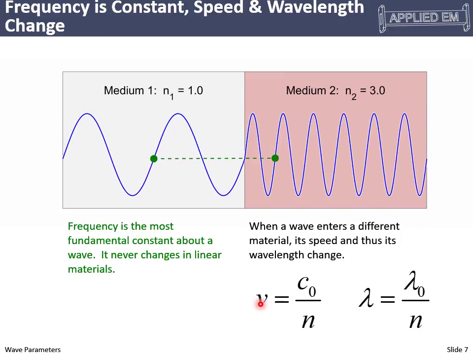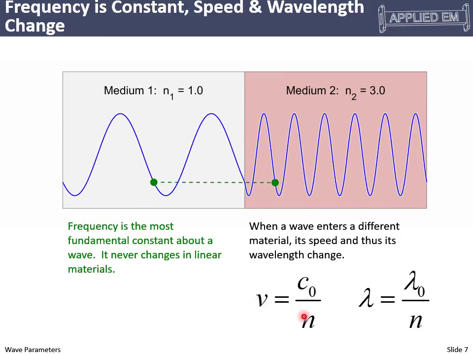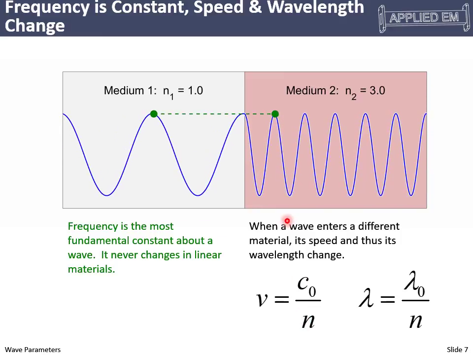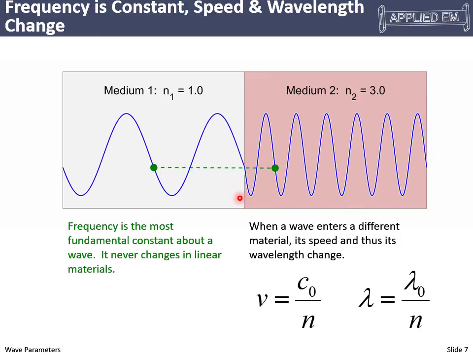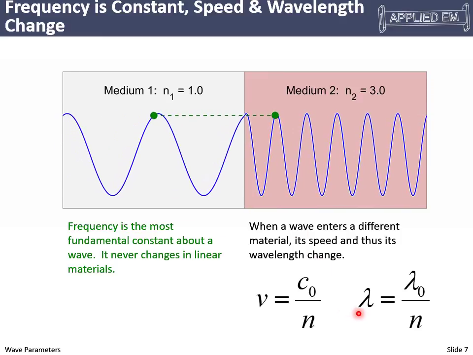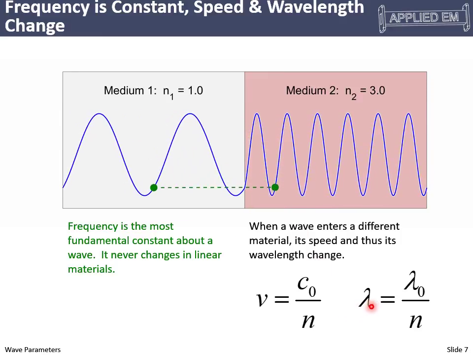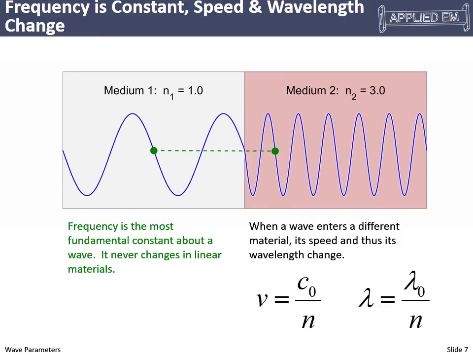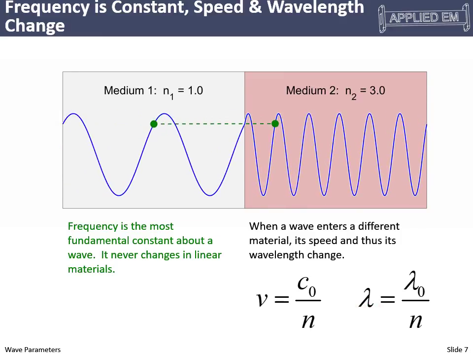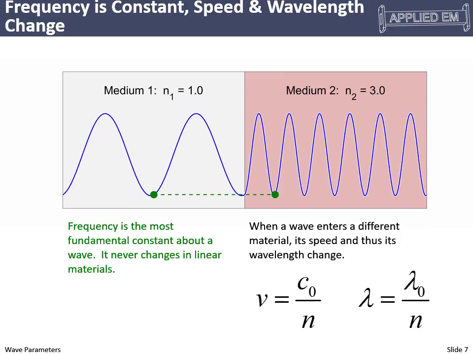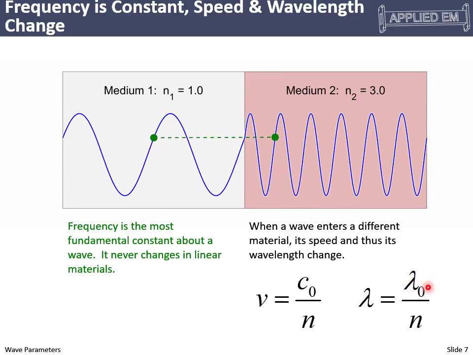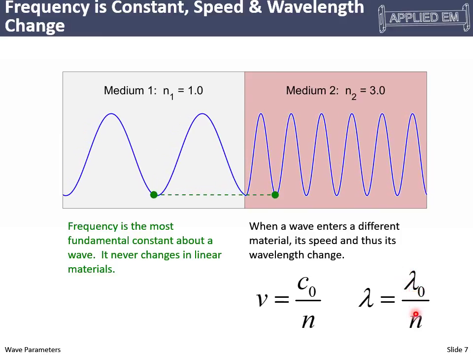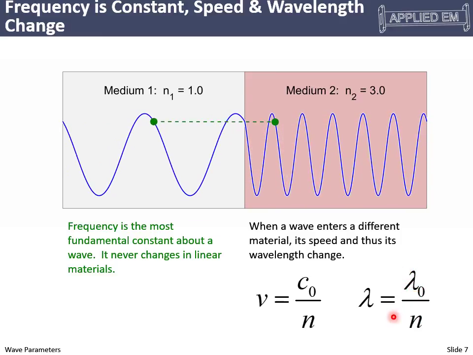So we can write velocity as the speed of light divided by refractive index, and we can certainly see that that changes on both sides because the refractive index is different. And the wavelength also changes. So we have the wavelength without a subscript. This means the wavelength that can change. The higher the refractive index, the smaller that is. And so it's the free space wavelength, which never changes, that's a constant, divided by refractive index.